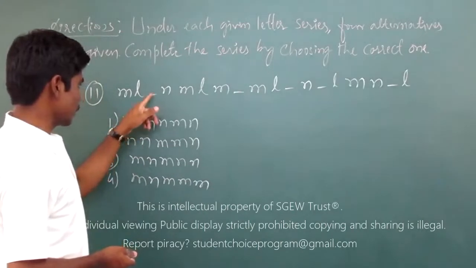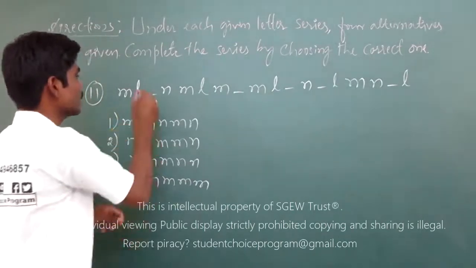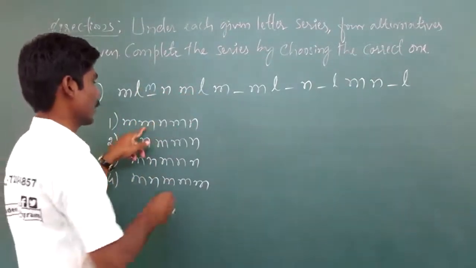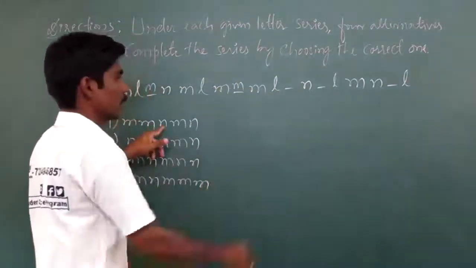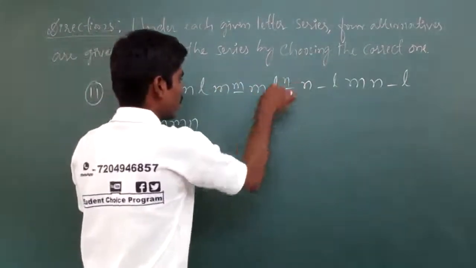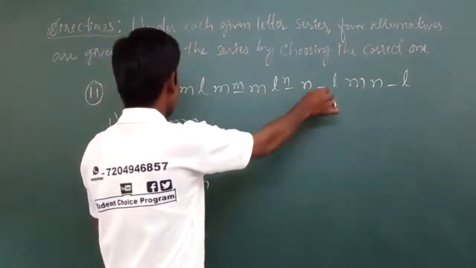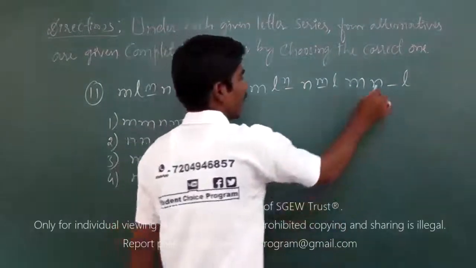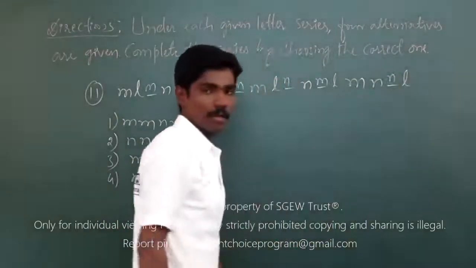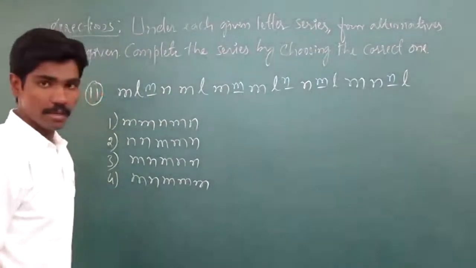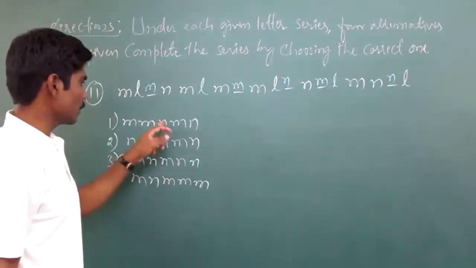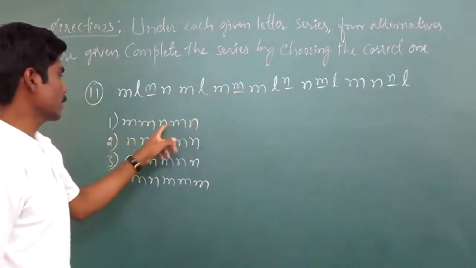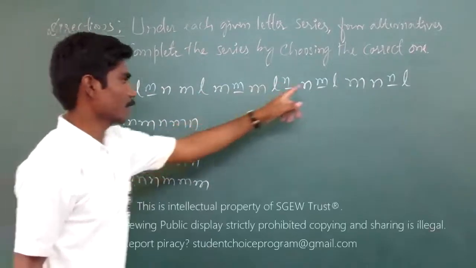M L dash. In place of dash, let me put the first letter as M. N, M, L, M. Now dash, again here M. M, L. Next is N, N dash. Next is M, L, M, N. Dash, N, L. Now what I have done? Simply, I have substituted the first option in place of the dashes. That is M here, M there, N there, M, N, M and N.